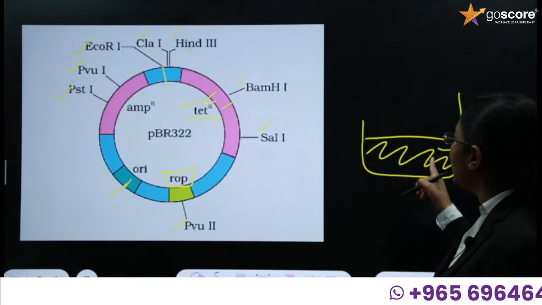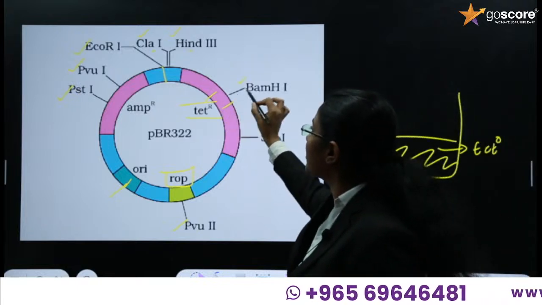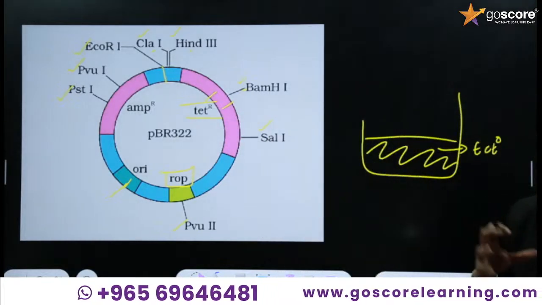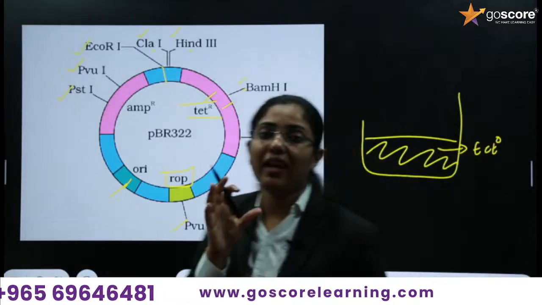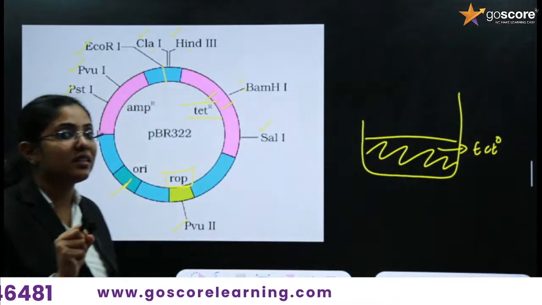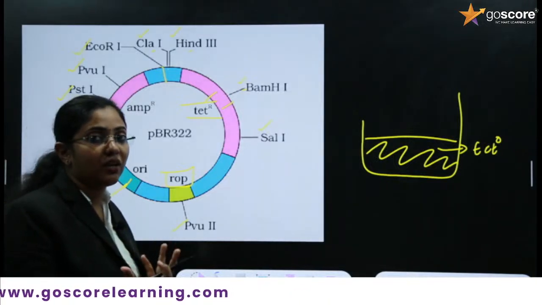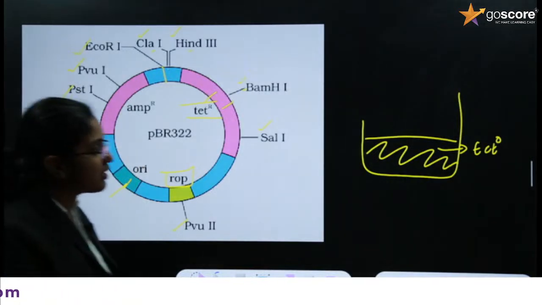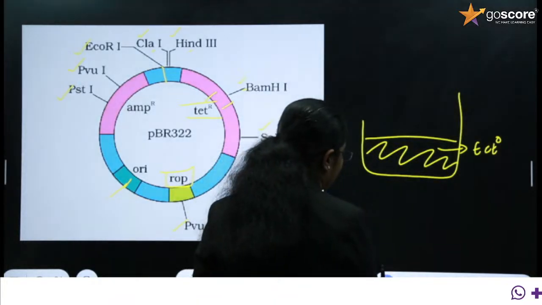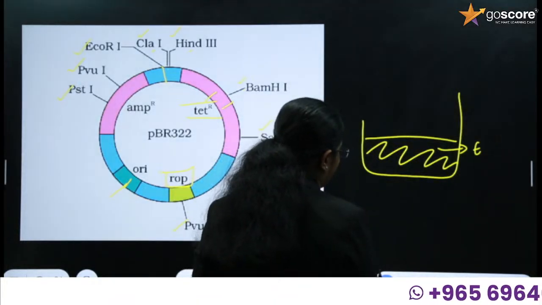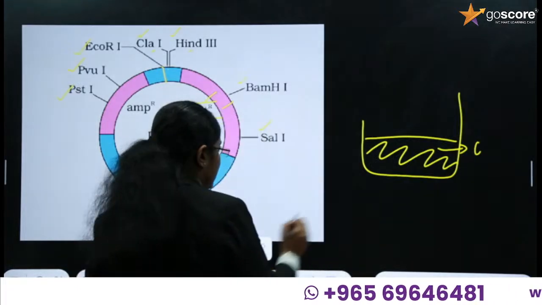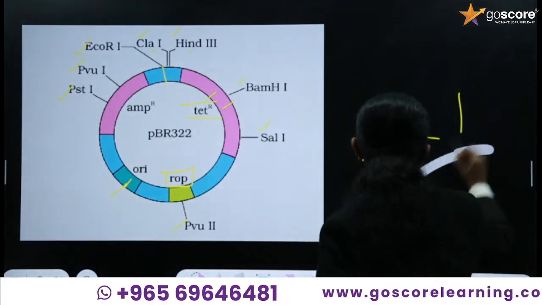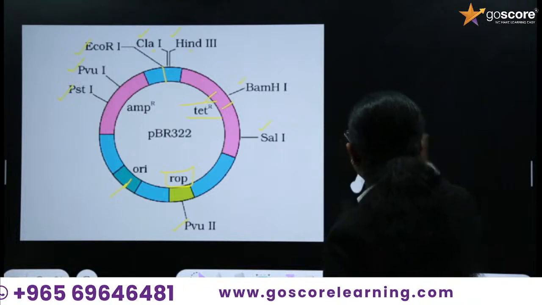What happens if BamH1 comes here and cleaves this one? The tetracycline resistance gene won't be acting. That gene will be inactivated. Since that gene is inactivated, the bacterial cells will not be able to grow. In the ampicillin case, if ampicillin is given in the medium, what happens? The ampicillin resistance gene is absent, right? So the bacteria will not be able to grow in that medium.